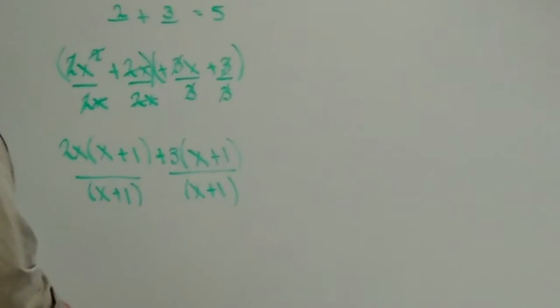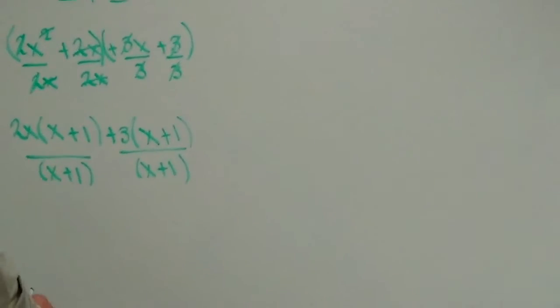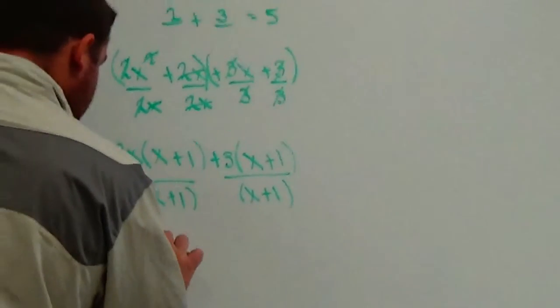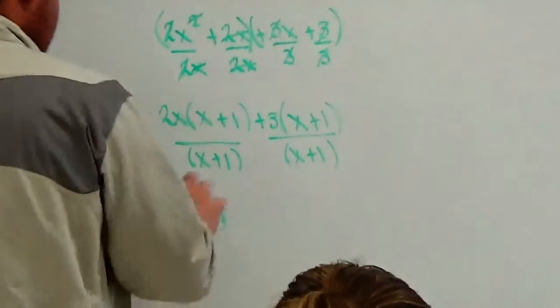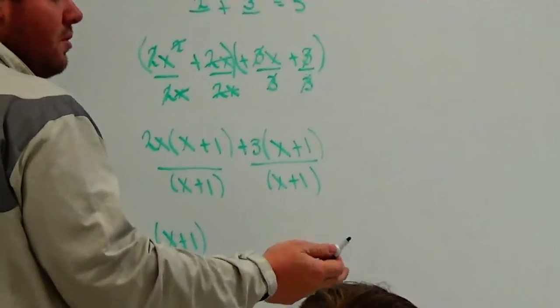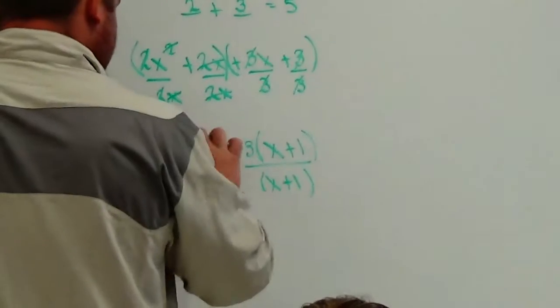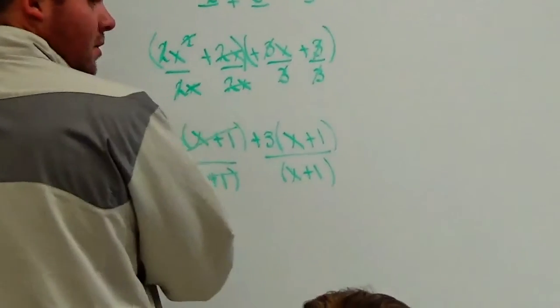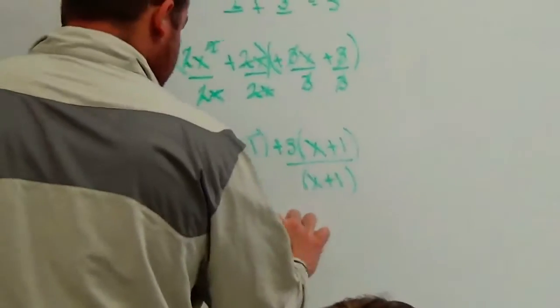what comes to the front? What I'm factoring out, right? So the x plus 1. What is 2x times x plus 1 divided by x plus 1? What cancels? Your x plus 1 terms. What's left? 2x.